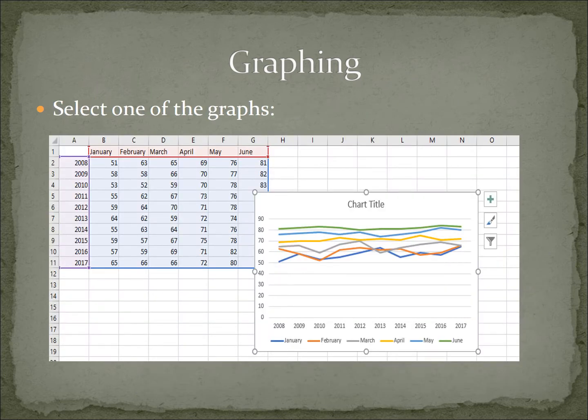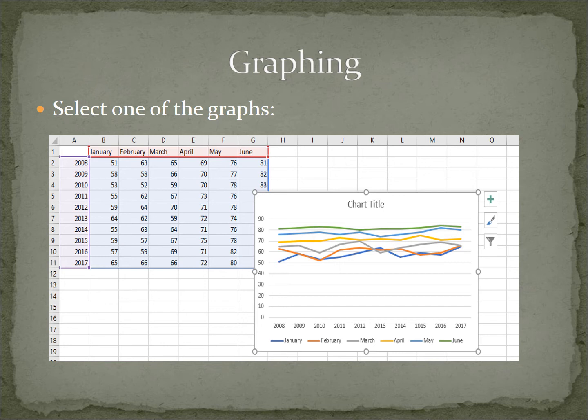Okay, so here's one of the graphs that Excel created for me. This is a line graph. It really does a great job of showing the temperature trends for the first 6 months of the last 10 years. And it really is very clear.